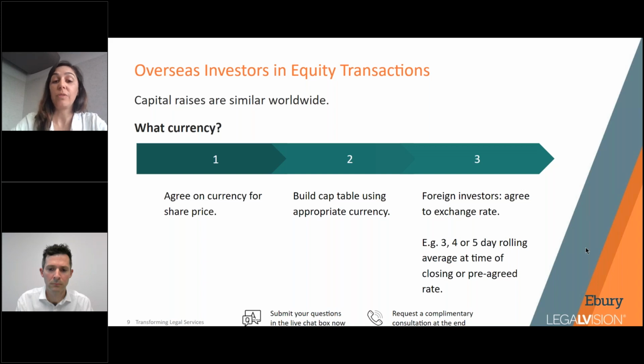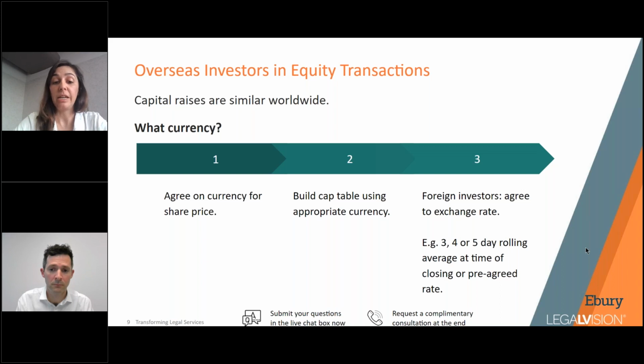So assuming the overseas investor wants to invest in their foreign currency alongside potentially investors who are investing in Australian dollars, you'll need to, step one, agree the currency for the share price and therefore the valuation of your company. So this might be in Australian dollars, if that's what the majority of the investors want, or if your lead investor is dictating the terms, they might argue that the share price and valuation should be in the foreign currency. Step two is then to build a cap table using the appropriate currency.